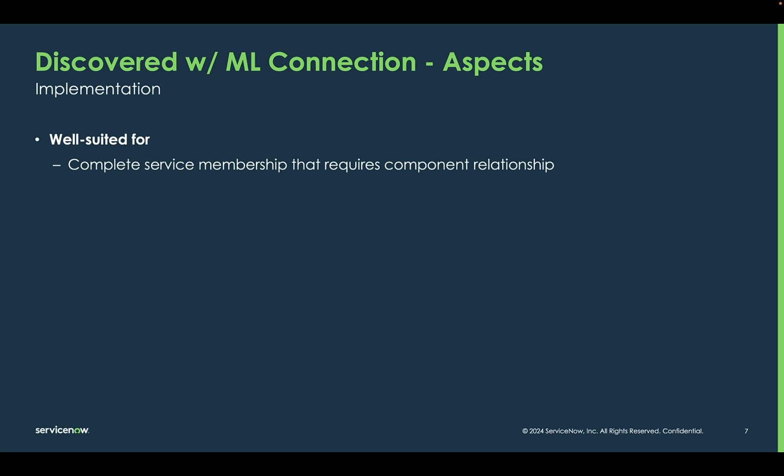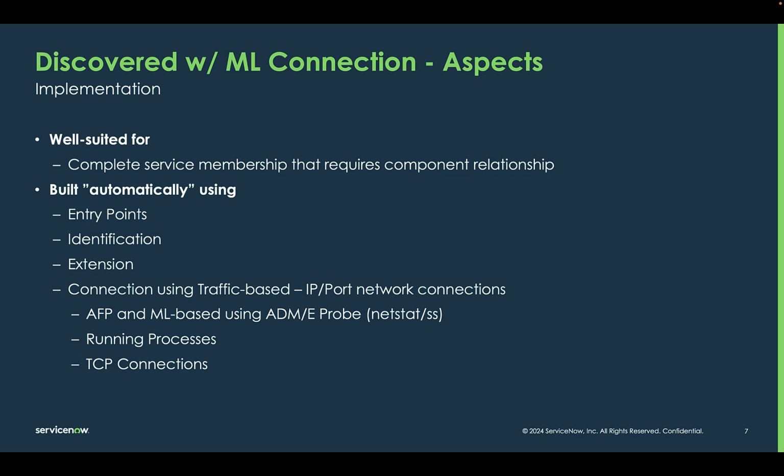Again, top-down application services are better suited for services where you need component relationship, process to process, port to port. Likewise, they are built automatically once given at least one entry point, and then the connections leverage traffic-based data that's collected during the horizontal discovery phase from the ADM and ADME probes. Those probes collect those running processes and the established open ports and the connections that they're making to other devices.